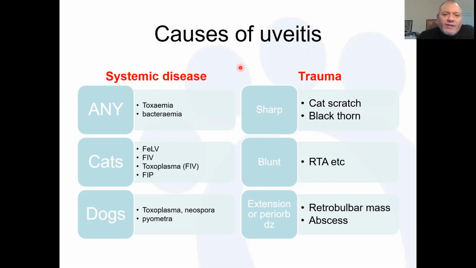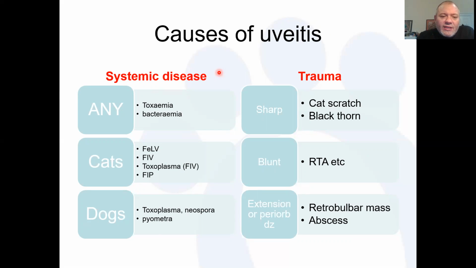So we'll run through causes of uveitis. In general, we think of it in two groups: systemic disease or trauma. Systemic disease, any disease which can cause toxemia or bacteremia, can breach the blood-ocular barrier and lead to intraocular inflammation. Pyometra is a very common one. If you do farm work, then toxic mastitis would be another one. So any toxemic or bacteremic disease, from chronic UTIs, to dental disease, another very common one in small animal patients.